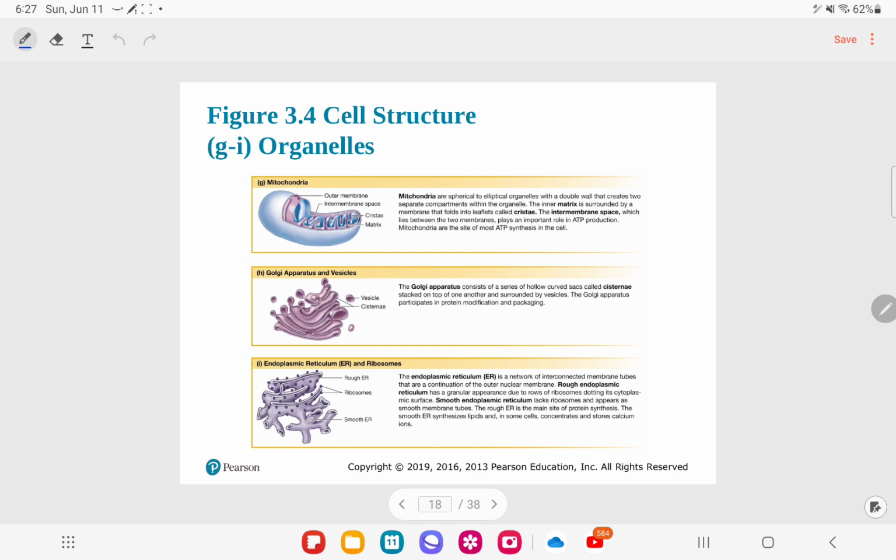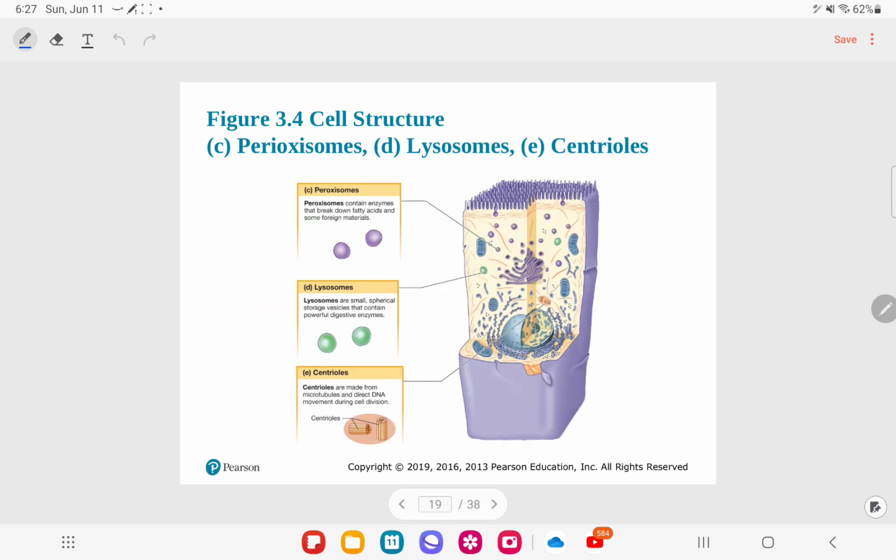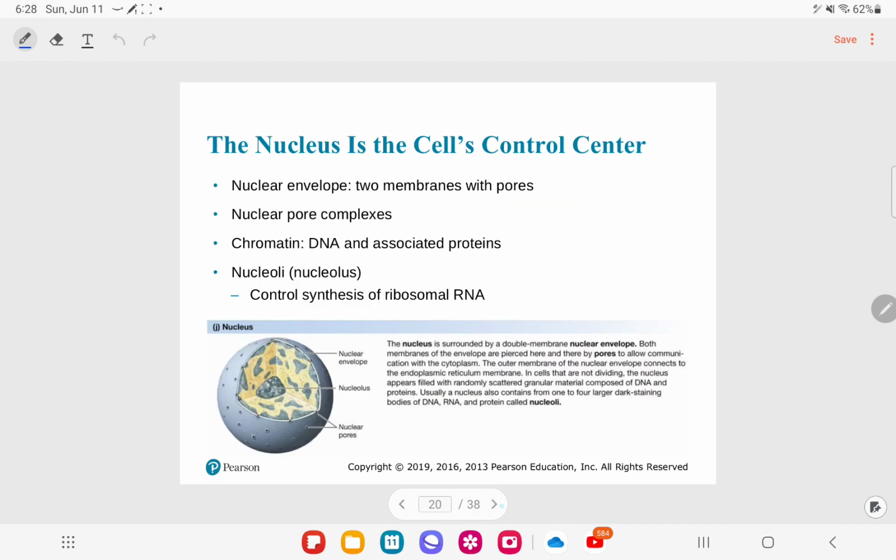Right? This just goes over the organelles that I mentioned: mitochondria, Golgi apparatus, endoplasmic reticulum, the peroxisomes, lysosomes, centrioles. Notice how that centriole is within that centrosome, right next to the nucleus where we house our DNA. And it's those centrioles that are going to be made from microtubules, and they're going to direct the DNA movement during cell division. So they're going to direct those chromosomes to move in their places during cell division.